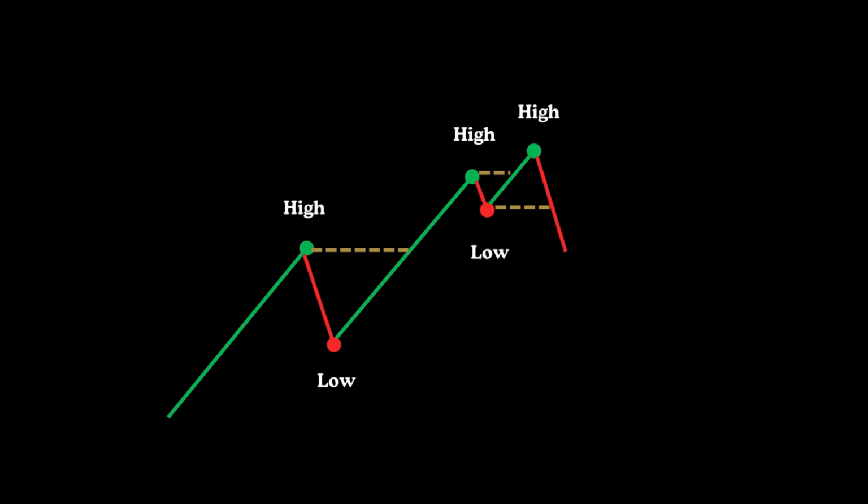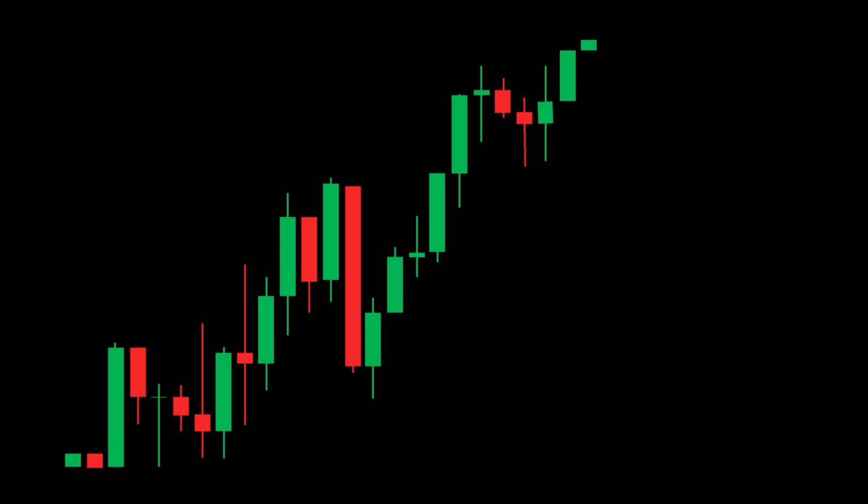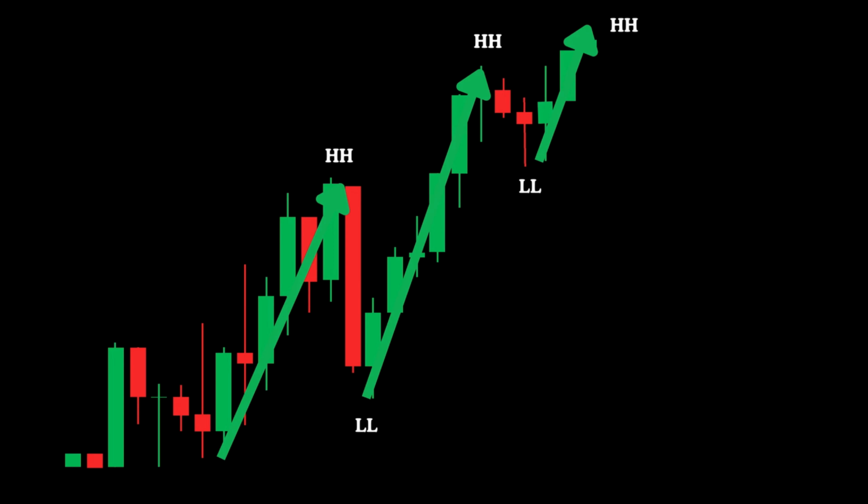So, here's another guideline for confirming a change in character. A valid change of character happens when the price drops below the lowest point of the latest impulsive move, which must be at least half the size of the previous one. For instance, take a look at this chart. Using market structure concepts, we can identify 3 impulsive moves like this. Each created a new high, so a break below the source of any is seen as a change of character, but notice the third impulse: it's barely half the size of the one before it.